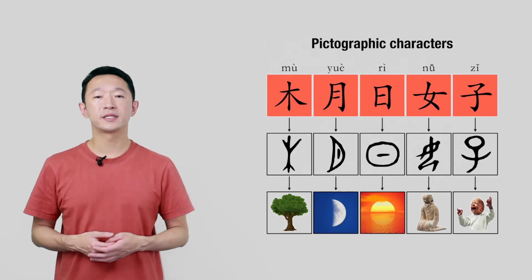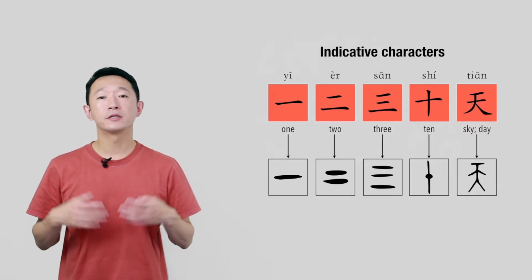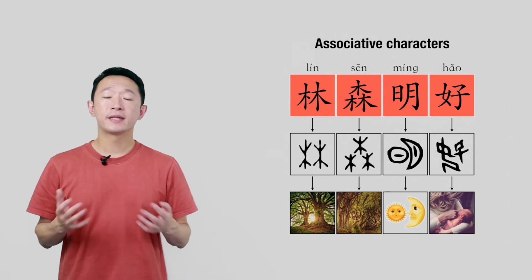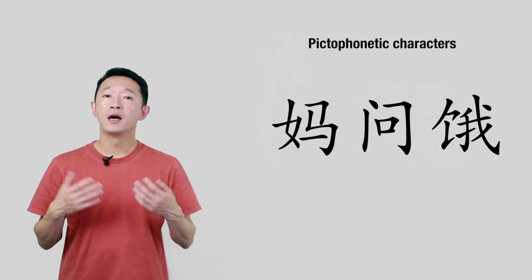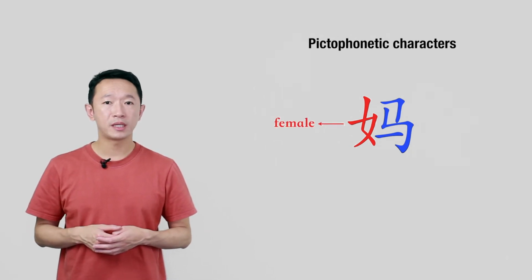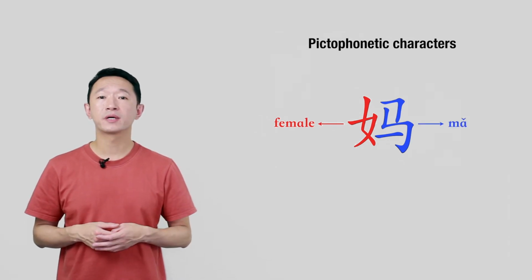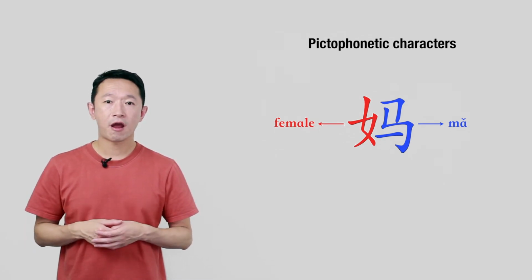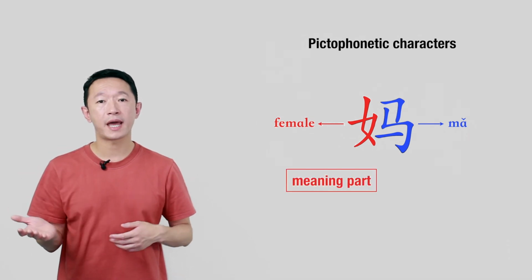We have learned some pictographic characters, indicative characters, and associative characters. Next, we are going to learn some pictophonetic characters. A pictophonetic character usually has two parts. One part gives a clue to the possible meaning the character might be related to. The other part can help you guess how to read the character. Most Chinese characters are pictophonetic characters, which are composed of a meaning part and a sound part.